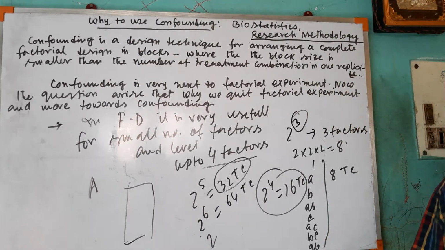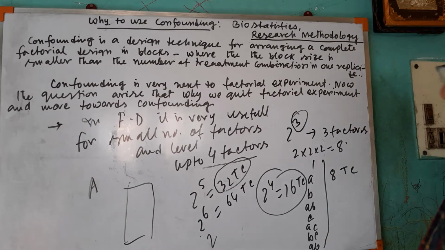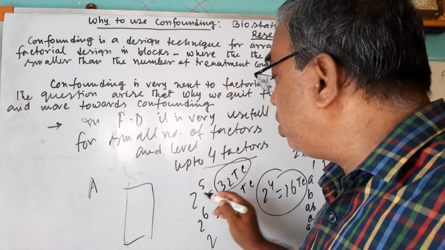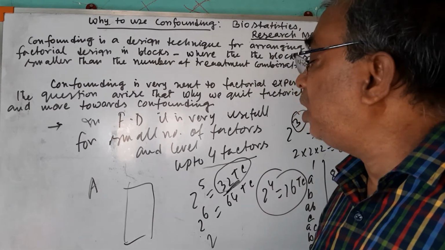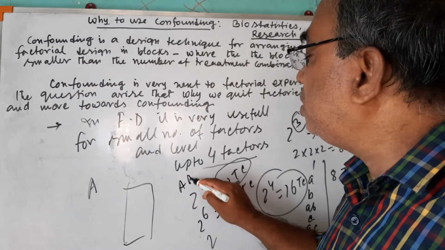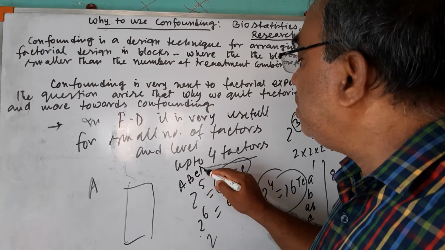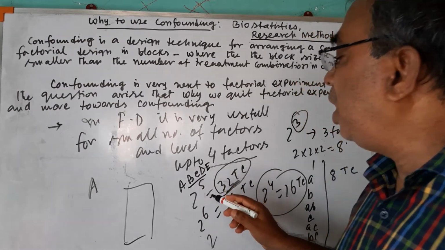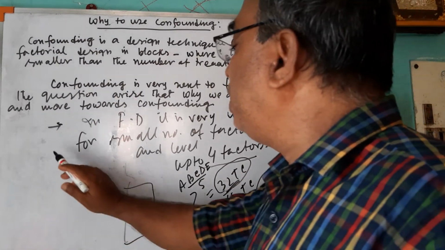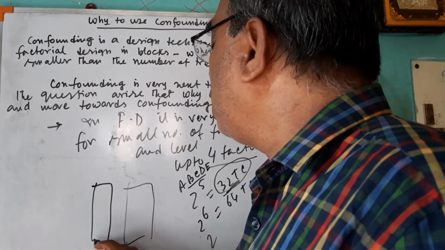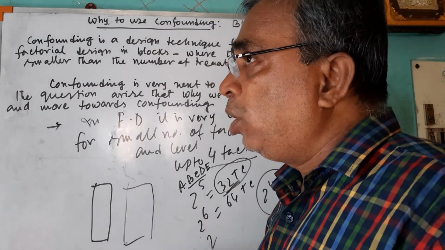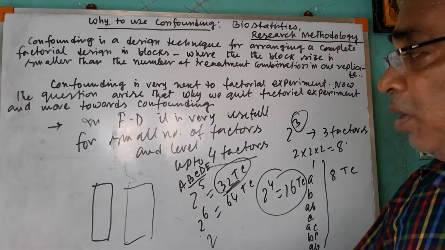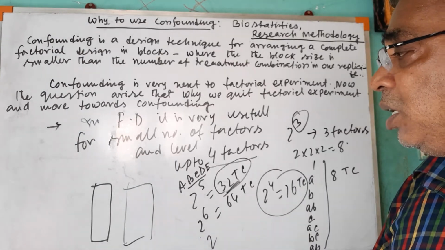Sometimes we see that this is a large block, that is 16, meaning each block has 16. I am talking about 32 treatment combinations. Suppose I am confounding A, B, C, D, E, 5 factors. Then the 32 treatment combinations are divided into two blocks, each block having 16. But 16 is still too many in every block. So for large blocks we cannot maintain homogeneity.